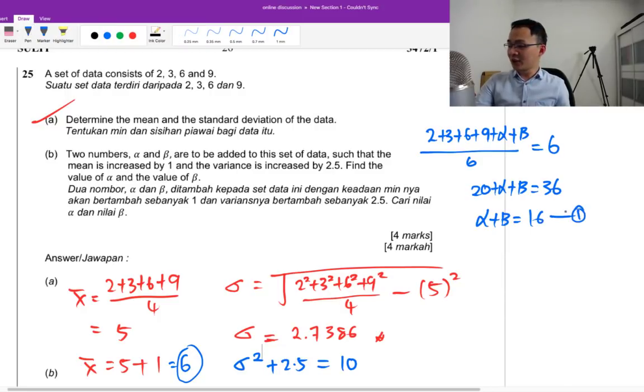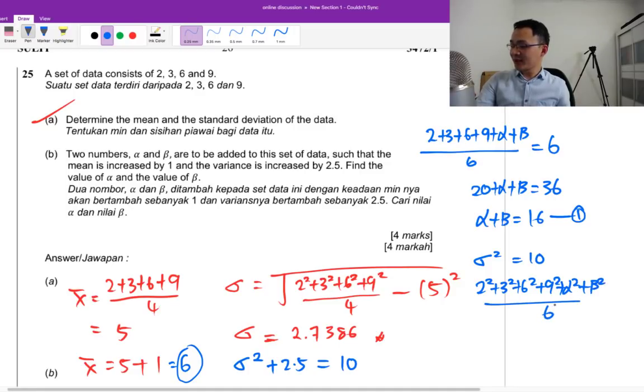Alright, then I will do the same thing for variance. The variance equals 10, right? The variance will not have the square root. So I will just do the same thing. 2 squared plus 3 squared plus 6 squared plus 9 squared plus alpha squared plus beta squared over 6, minus your new mean, which is 6, right? Minus 6 squared, you will get 10.